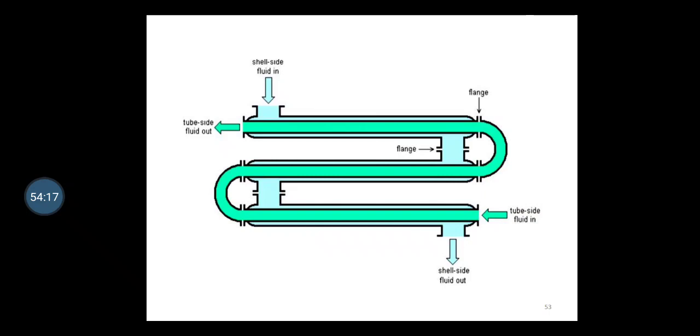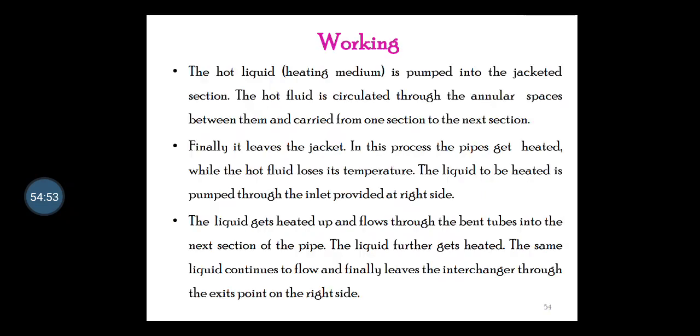If you look at this diagram, glass tube, standard iron pipe and graphite constructions are quite available. Standard metal pipes are assembled with standard return bends. A proper number of such pipes are connected in parallel and stacked vertically. The pipe may have longitudinal fins on its outer surface. Okay, so we'll see the working mechanism of these double pipe heat interchangers. The hot liquid is pumped.